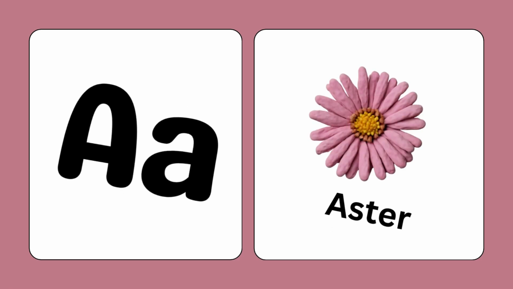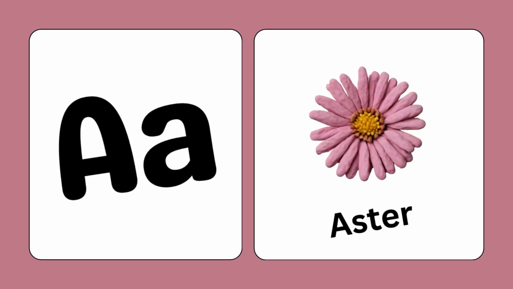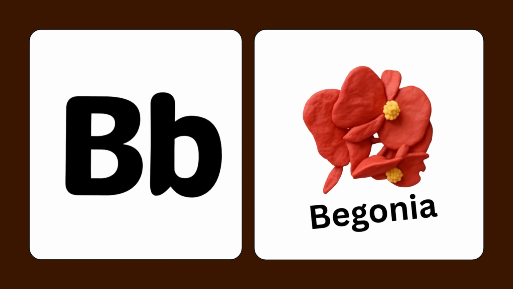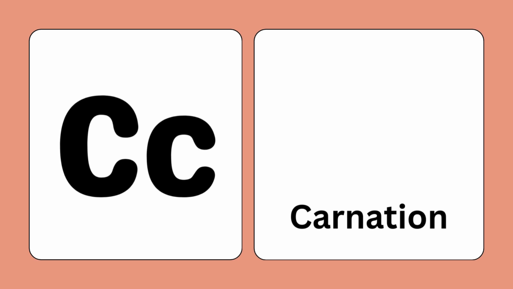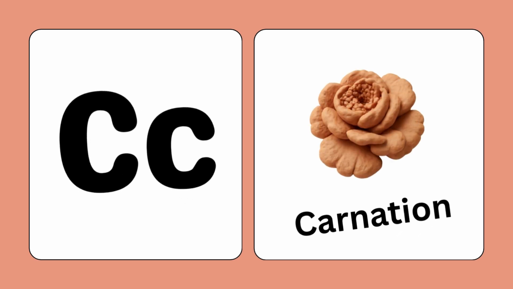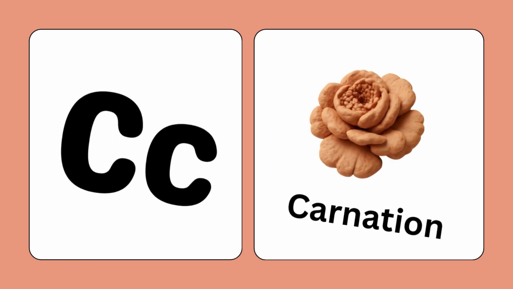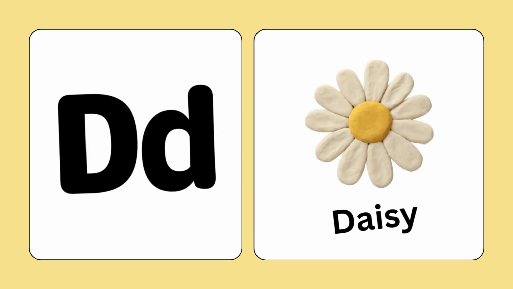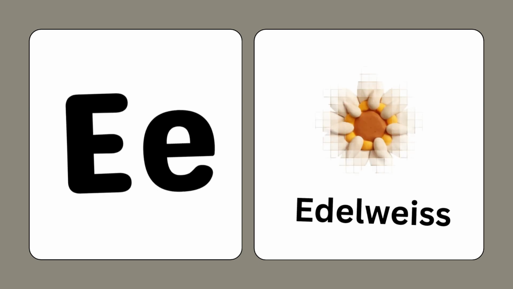A is for aster. B is for begonia. C is for carnation. D is for daisy. E is for edelweiss.